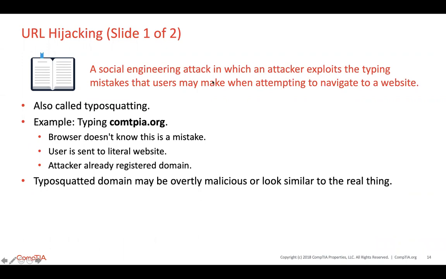URL hijacking is a social engineering attack in which an attacker exploits the typing mistakes that users make when attempting to navigate to a website. This is also called typosquatting, and this is where you get into the doppelgangers, where you create an address that looks similar. Like you see right here where they show CompTIA, they spelled it C-O-M-T-P-I-A.